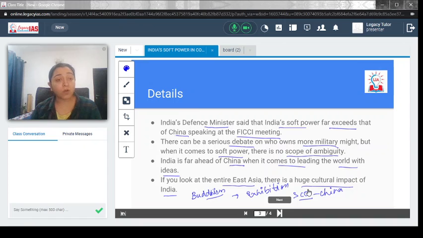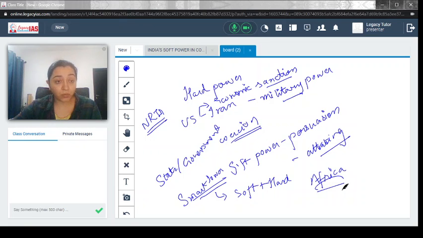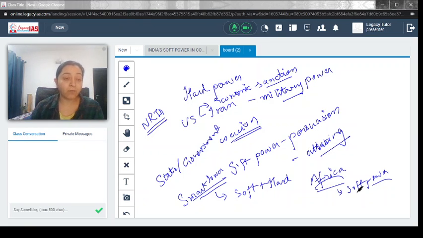There has been a lot of conversation regarding military might, but beyond that, it is the soft power of India in which it far exceeds China. We can see this in India's investment in Africa also. Over there, China is more into providing money, and India is more into developing people-to-people relationships, which can be considered a form of soft power. So this has been the overall understanding of India's diplomacy while dealing with other nations.